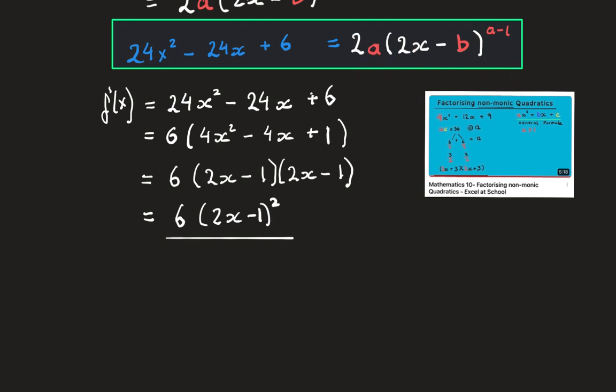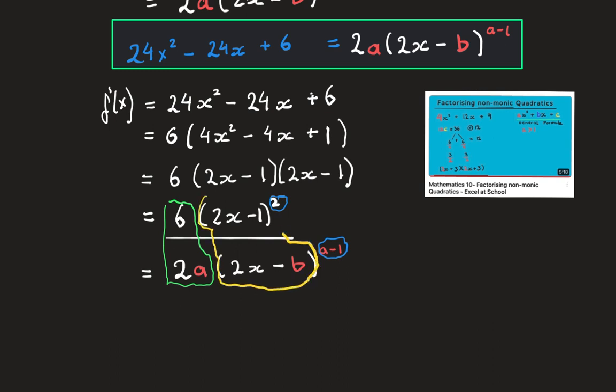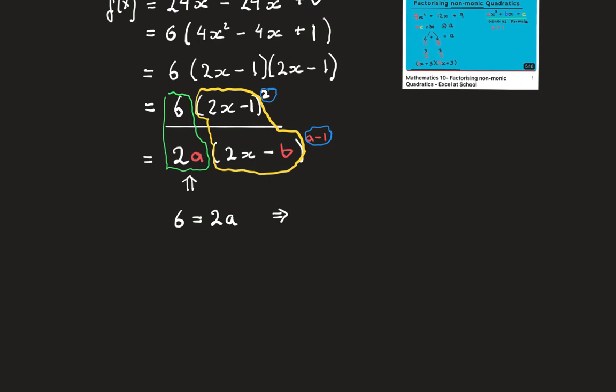I'll rewrite it again. Okay, so I can see that 6 can be equated to 2a. I can also see that this 2 can be equated with a minus 1. And I can see that I can equate the function inside here with the function below here. And therefore, 6 is equal to 2a. And this means that a is equal to 3.